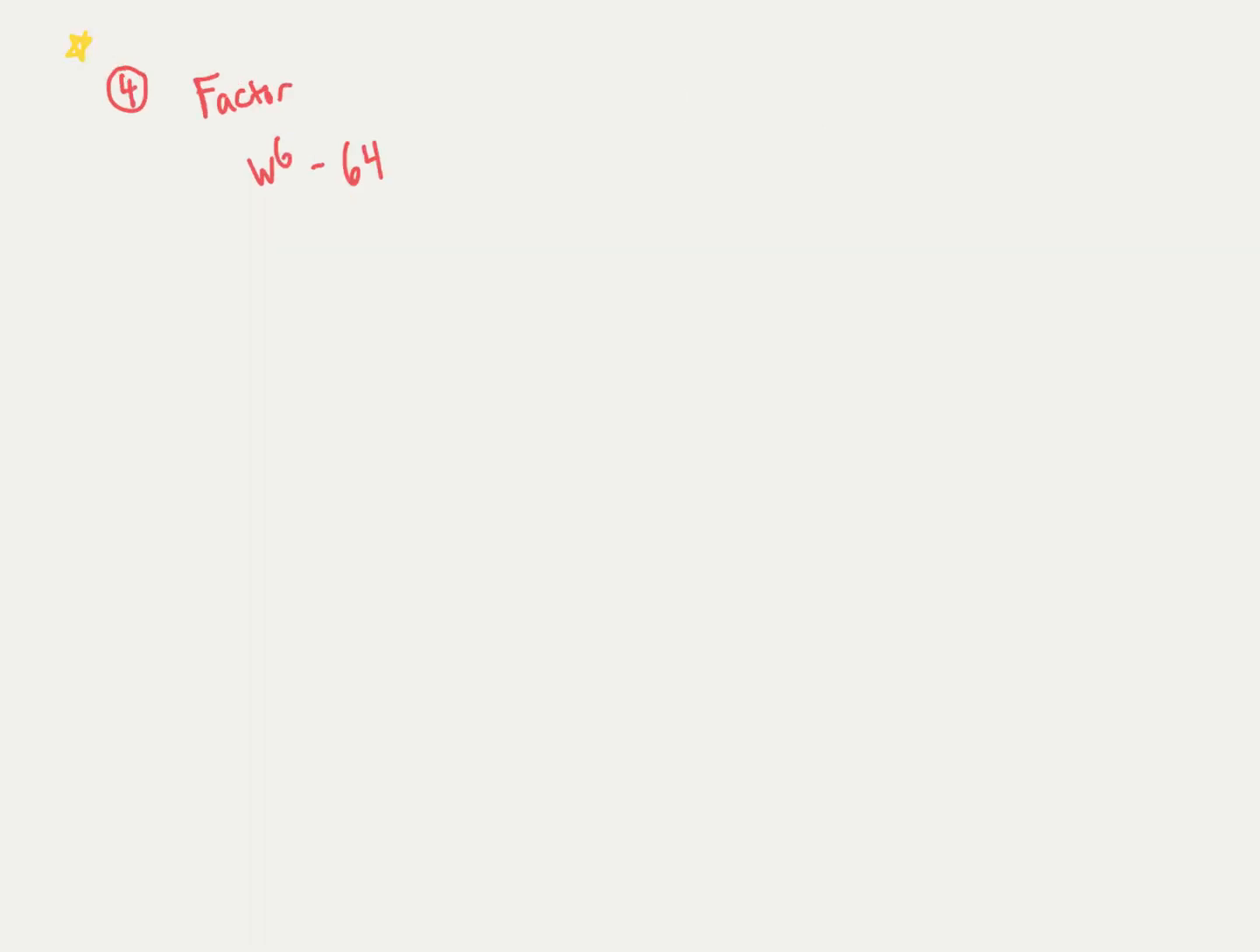Number 4 says factor w to the 6th minus 64. Put a little star next to this one. This one is one of the ones that might seem a little bit more involved than the other ones. But if you go through your steps, factor, anytime you see that in the instructions, you'll want to start with greatest common factor. See if there's something that you can take out of everything. Most of the time there won't be. Nothing we can take out of both of those terms here.